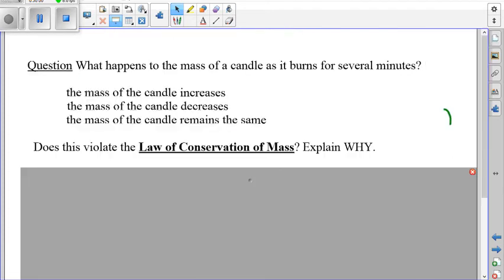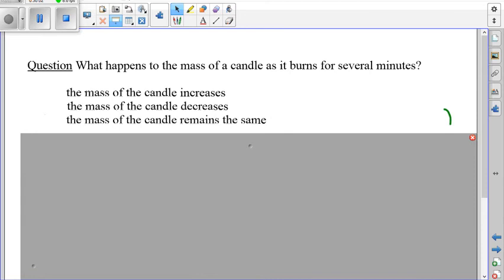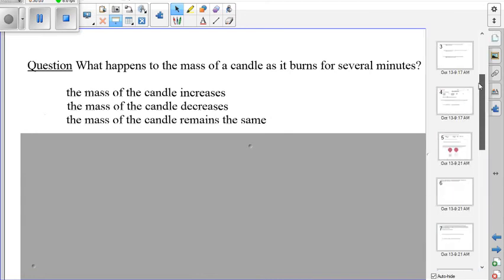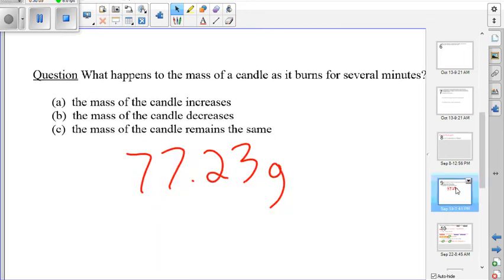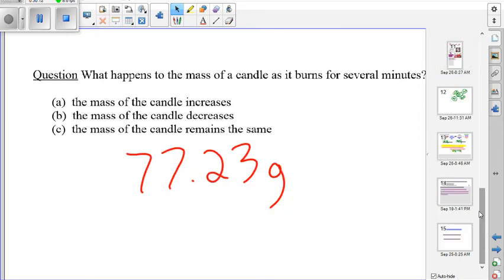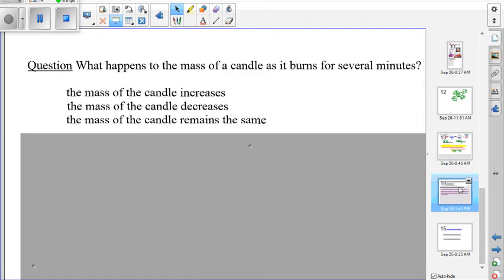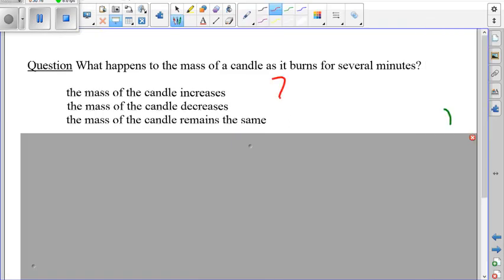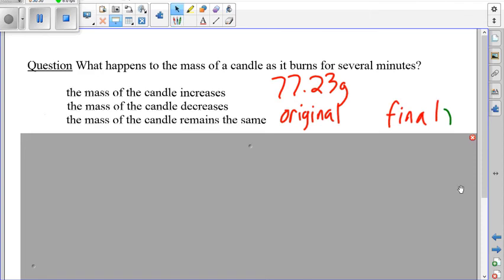Let's go back to the candle. All right. So what was our original mass of the candle? Let's see here. Did anyone have me write that? 77.23. 77.23. I'll rewrite that. So it was 77.23. So that was the original. Final mass: come back up here and read it. I never touched it.